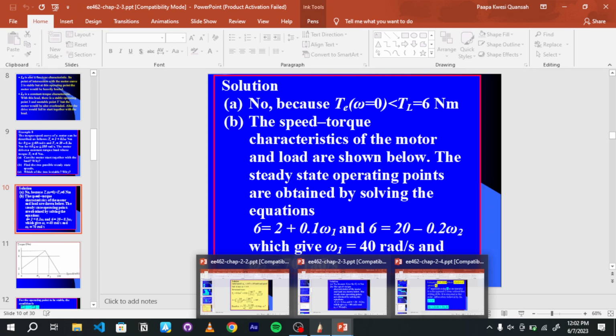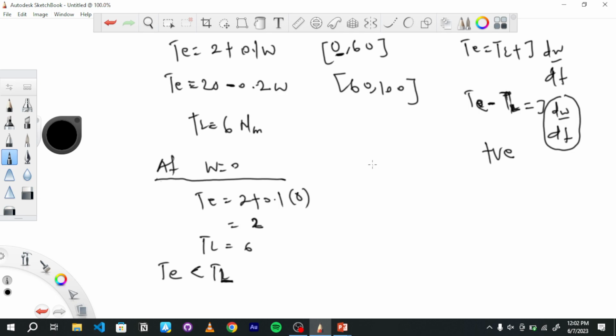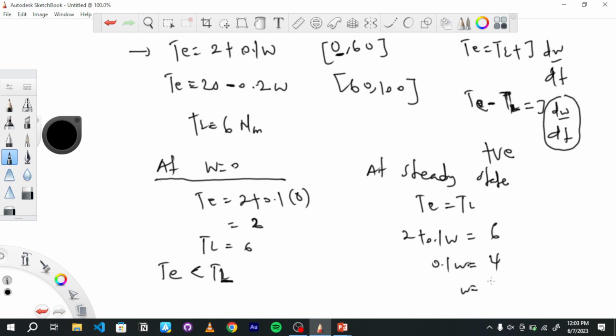The second question says to find the two possible steady state values. At steady state, TE equals TL. We have two functions of TE, so I will equate them individually. For the first case, TE is 2 plus 0.1 omega, which must be equal to TL, 6. So 0.1 omega is equal to 6 minus 2, which is 4. Omega is equal to 40 rad per second.